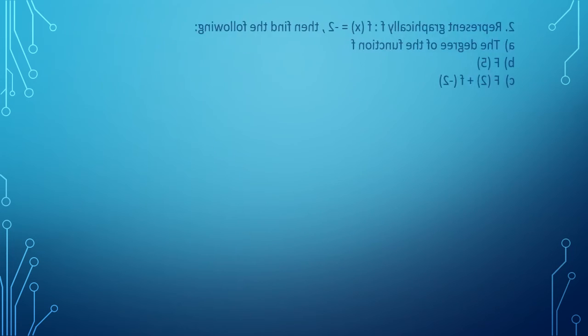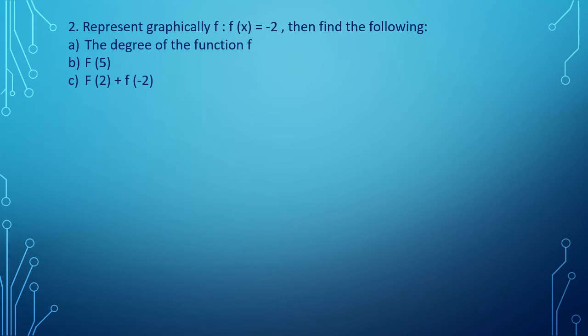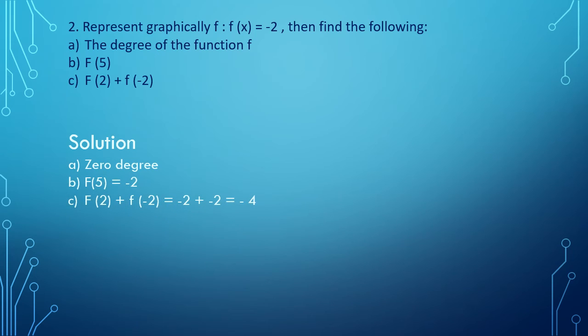Another example for representing f of x equals -2. This is a constant function. So we want to find the degree. The degree here will be 0. So f of 5 will be constant. Any number that we substitute in x, it will be -2. So f of 5 will be -2, and f of 2 plus f of -2 will be -2 plus -2, so it will be -4.